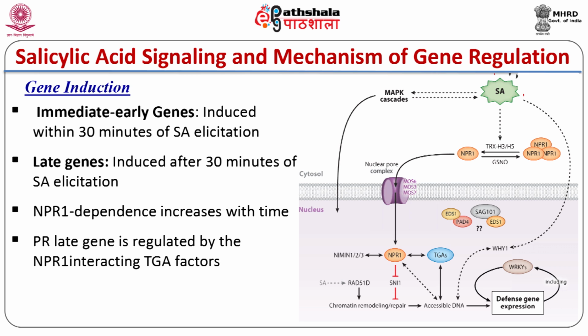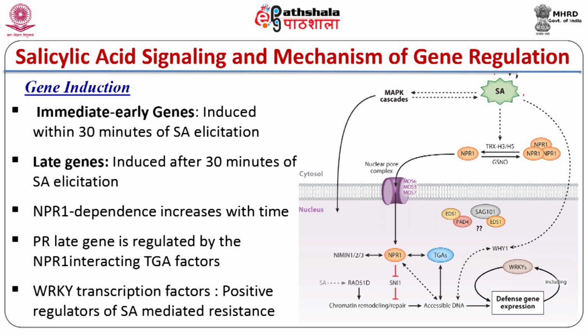It is regulated by the NPR1 interacting TGA factors. NPR1 and SA promote the binding of TGA2 to the promoter of PR1. Interaction between NPR1 and TGA2 leads to the formation of the enhanceosome, in which the C terminal of NPR1 acts as a transcriptional transactivator.